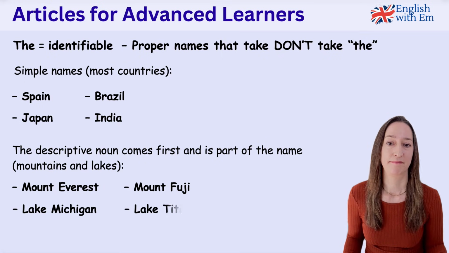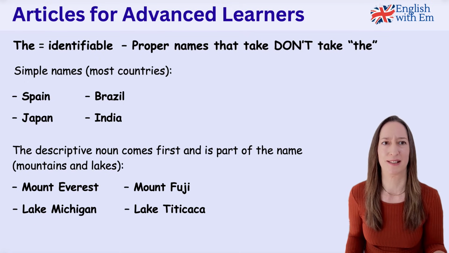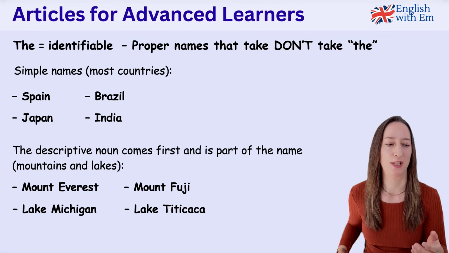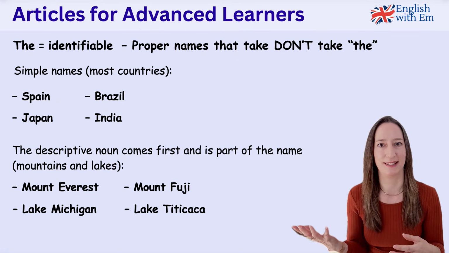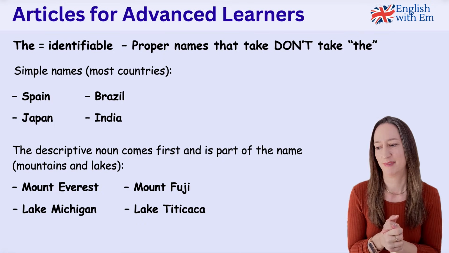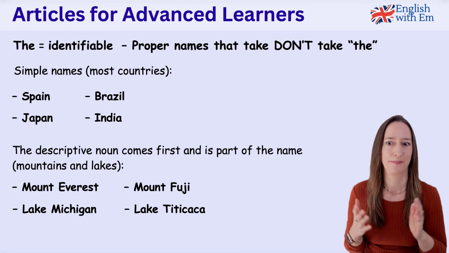Lake Michigan, Lake Titicaca. We don't just say the Michigan. I think it would be confusing. Like, are we talking about Michigan State? So lake is part of the name. Unlike with rivers, like we do say the Amazon and the Thames, and that makes perfect sense. So river is not necessarily part of the name.